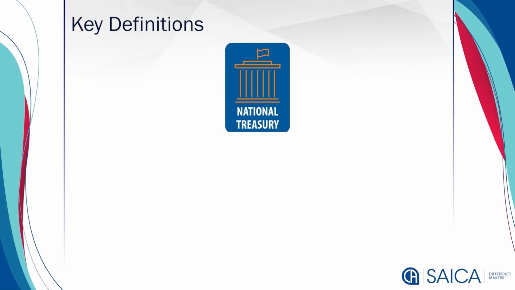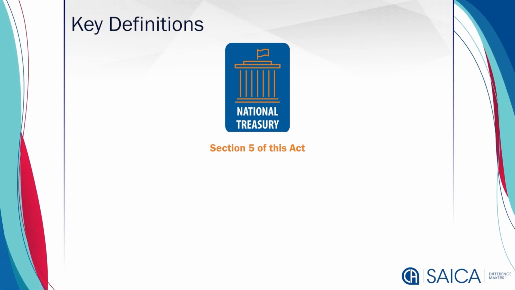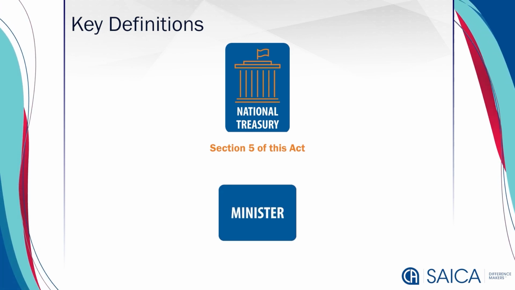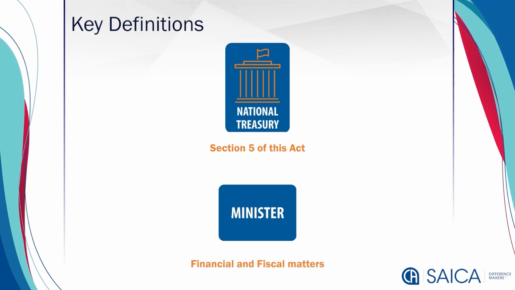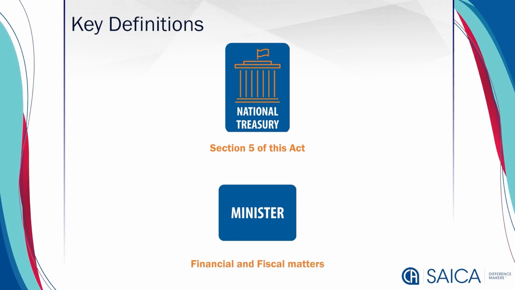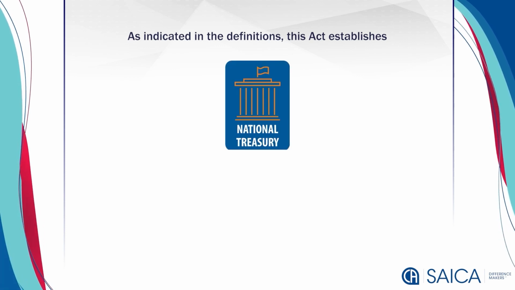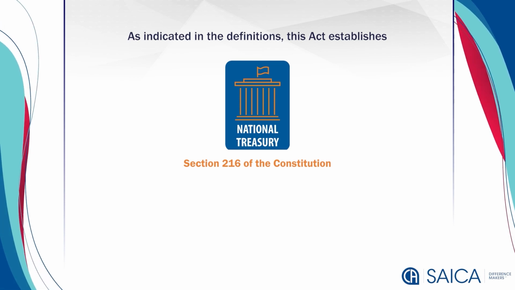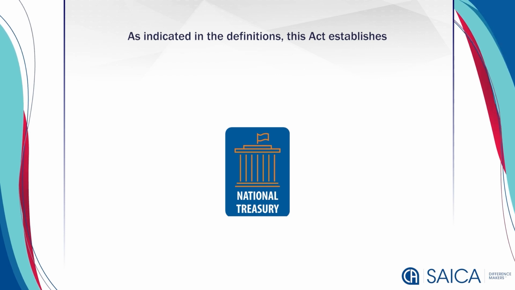National Treasury means the National Treasury established by Section 5 of this Act. Section 5(1) states that a National Treasury is hereby established consisting of the Minister, who is the head of the Treasury, and the National Department or departments responsible for financial and fiscal matters. As indicated in the definitions, this Act establishes a National Treasury, and this also stems from Section 216 of the Constitution. The functions and powers of the National Treasury are defined.